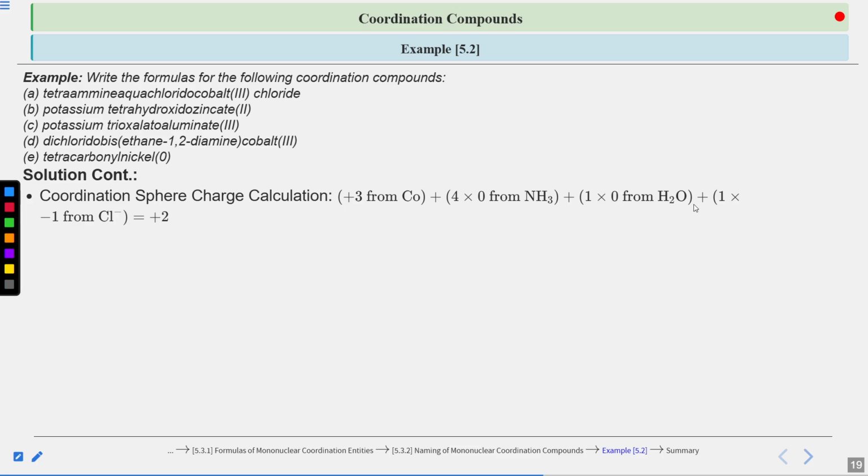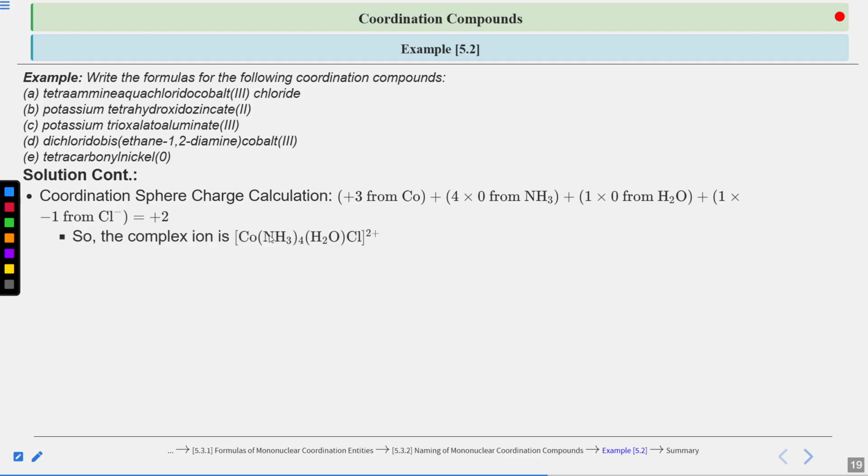So 1 times 0 from water, plus 1 times minus 1 from the chloride ion, because only one chloride ion is present, and it is carrying minus 1 charge. Now when you sum this, plus 3 from cobalt and minus 1 from the chloride ion will contribute 3 minus 1, that means plus 2. So the coordination sphere charge is going to be plus 2.